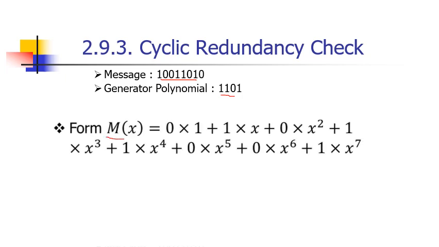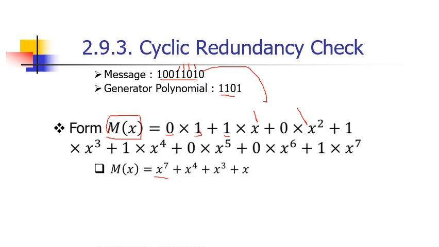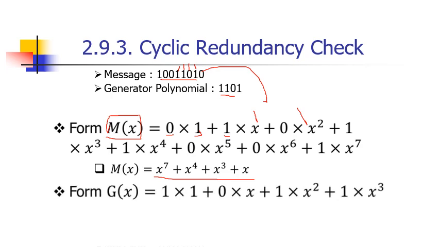Okay, get your characteristic polynomial from the message. So 0 multiplied by x to the power 0, then 1 multiplied by x to the power 1, then 0, x to the power 2, then 1, x to the power 3, then 1, x to the power 4, and so on. So you will get this characteristic polynomial. And you have your generator polynomial, again, which is equal to, you convert this to your polynomial. These are to be used as coefficients. And this is your generator polynomial of degree 3.